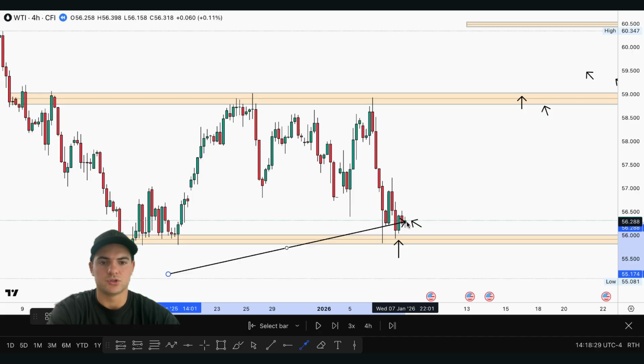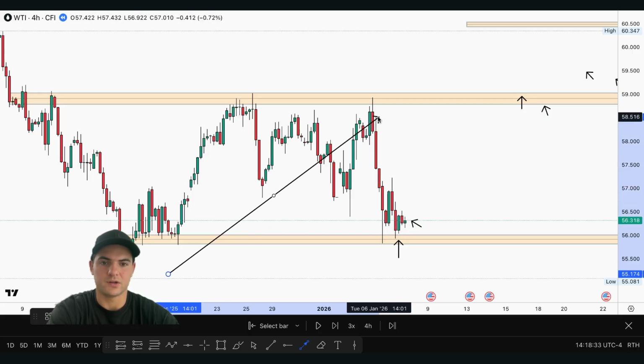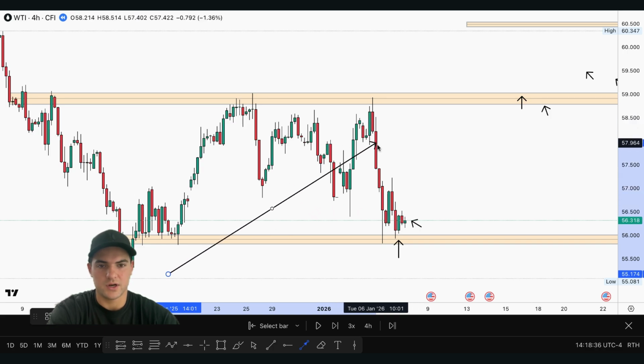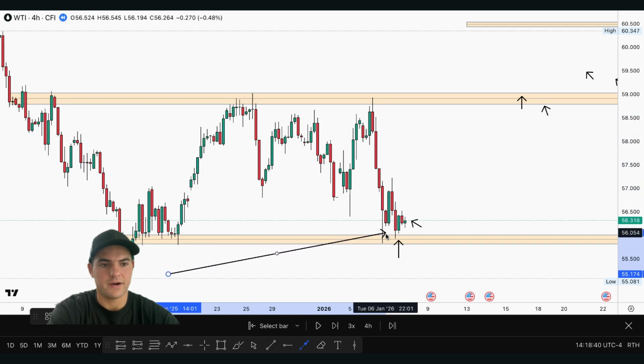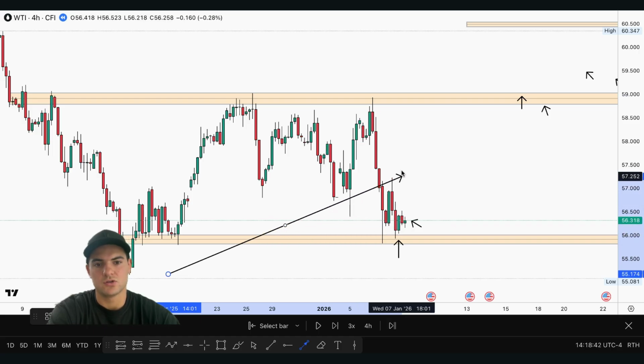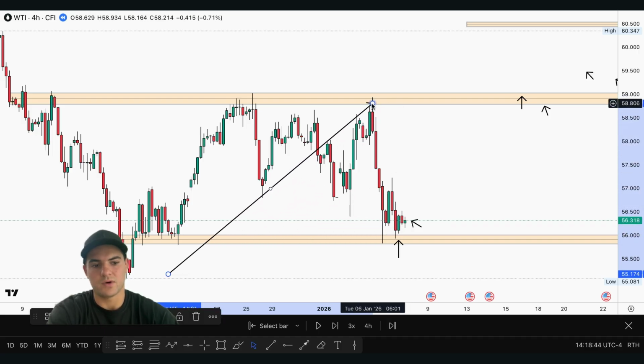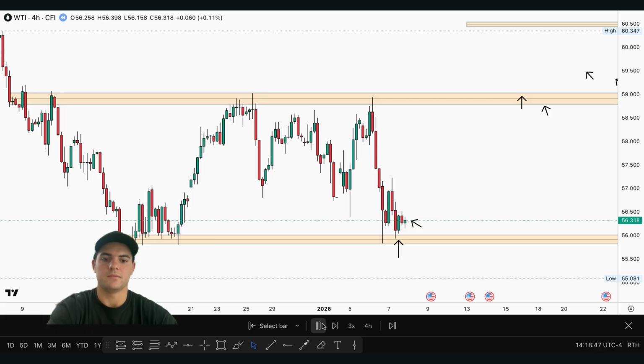So again, same thing, looking for buys at support. My target, but this is a clean range right here. As you can see, boom, it fell directly from the 59 all the way down to 56. So my next target would have been right here on the 59 again.